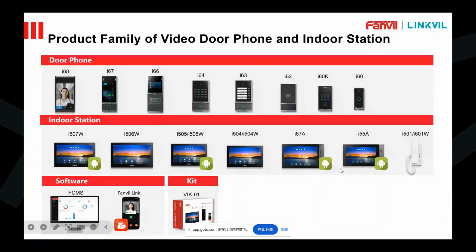Here is our video door phone and indoor station, which can be managed on our platform. For door phones, our products cover from entry level to high-end level to meet your diverse needs. We can provide basic door phones like the i60 and i62, which only have one button, and physical-button models from the i63 to i67, which support face recognition to unlock the door. Our office is also using this product at our front door.